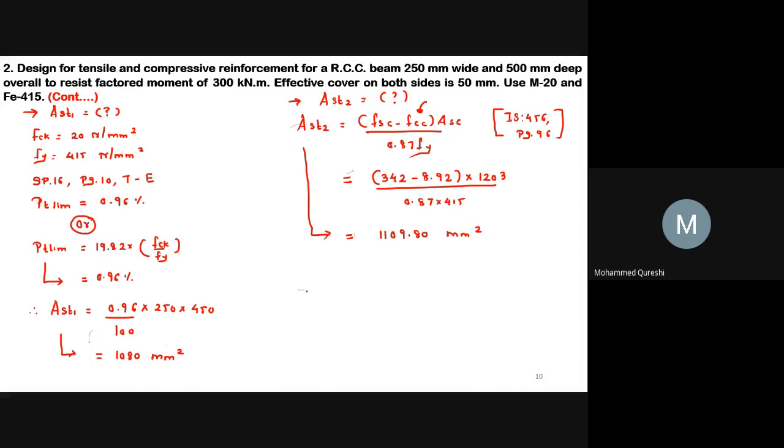Now, the total tension reinforcement will be AST equals AST1 plus AST2. So the value of AST1 is 1080 and AST2 is 1109.80. So total tension reinforcement will be equal to 2189.80 mm square. Now, as we got the values of area of reinforcement in the tension zone and compression zone, we will provide the reinforcement in both zones.